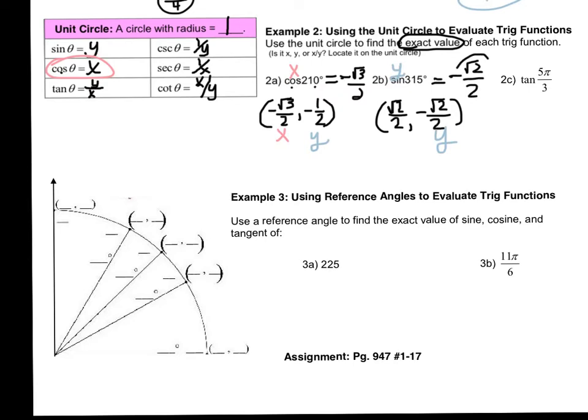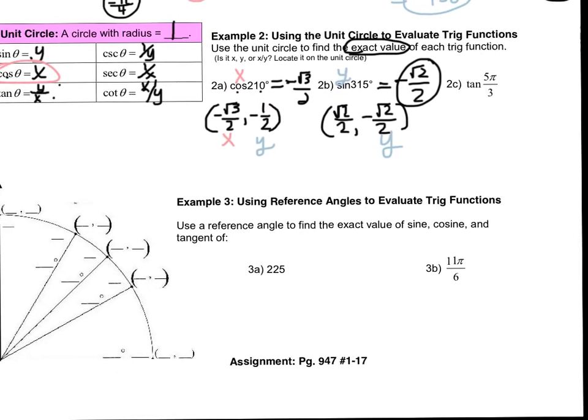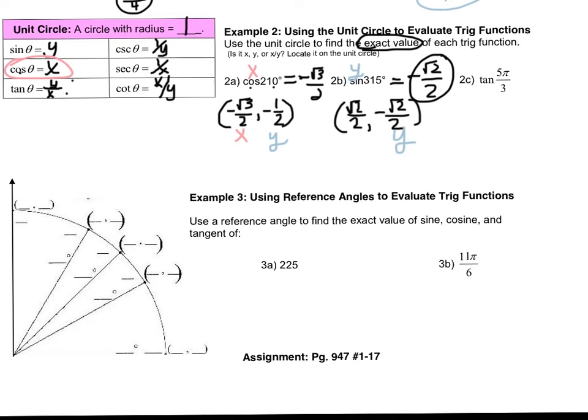All right, the last one is tangent. This time we'll need both y and x for our answers. So let's find where it says on the unit circle we have 5 pi over 3. When you find 5 pi over 3, you will see that it is in the fourth quadrant, and it's just below the x-axis. So the coordinate right there is 1/2, and then negative square root 3 over 2.